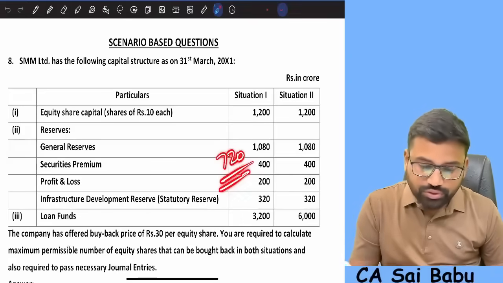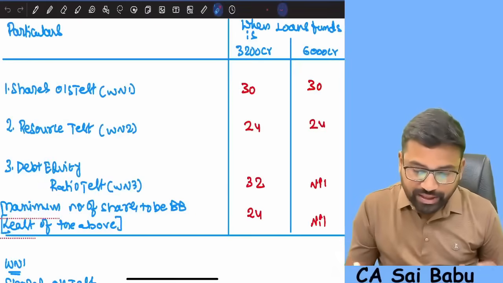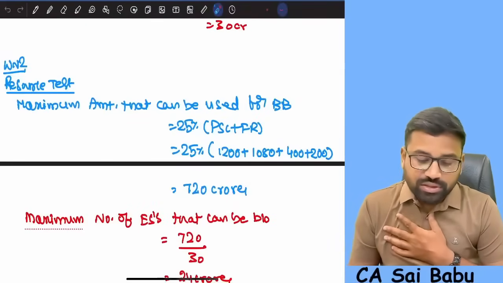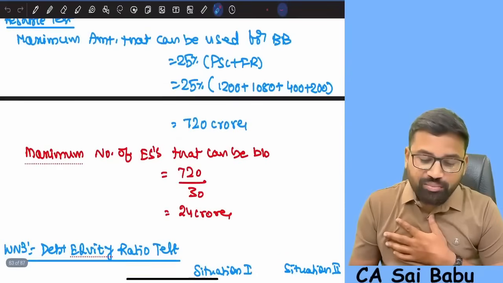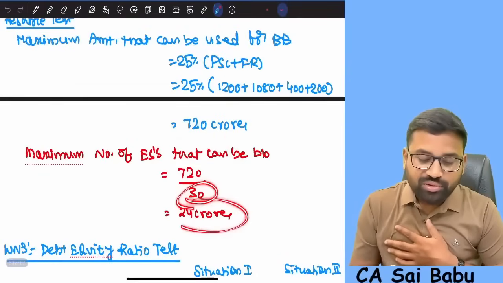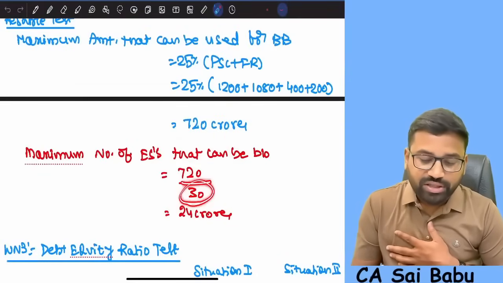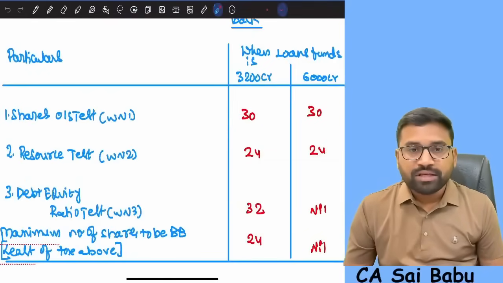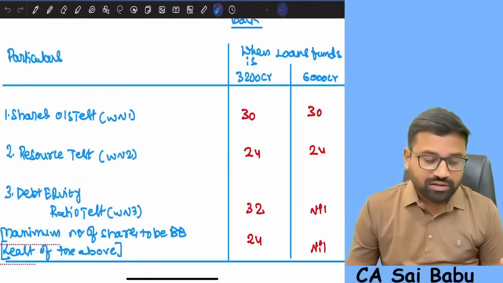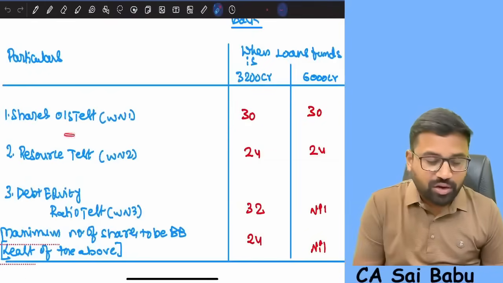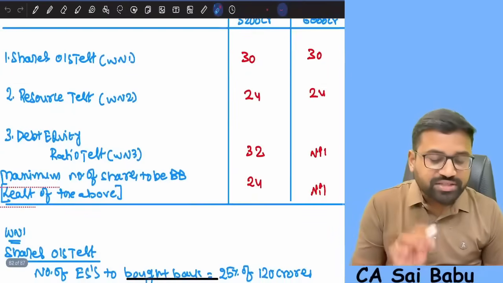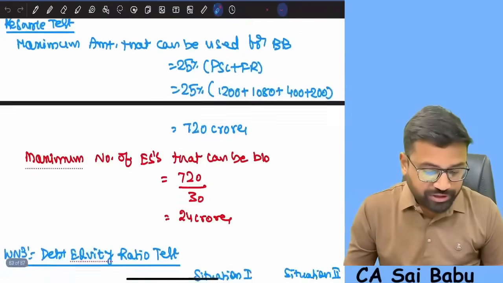720. So the maximum amount we can use for buyback is 720 crores, sir. Say this 720 as per the resource test. So if I can use 720 crores and I am buying each share at 30, what is the maximum number of shares I can buy back? 720 divided by 30, 24 crore shares. So this is also the same. Irrespective of your loan funds, sir, the number of shares to be bought back as per the outstanding test and resource test will be the same. And the last one is the debt equity ratio test, which is very, very important.